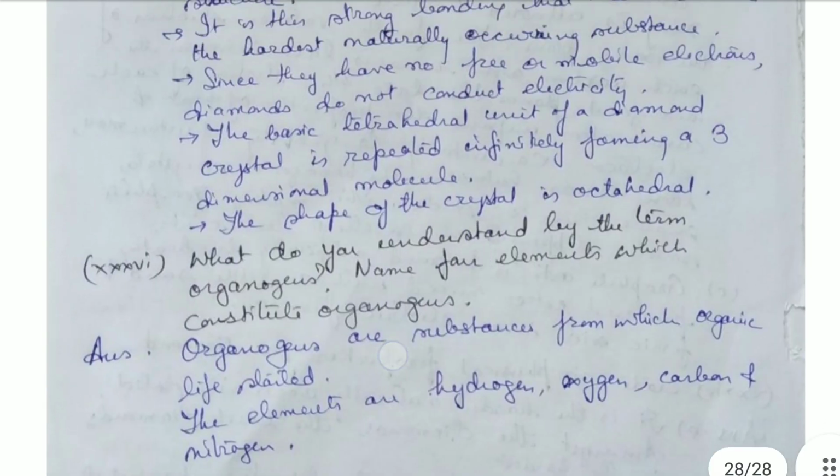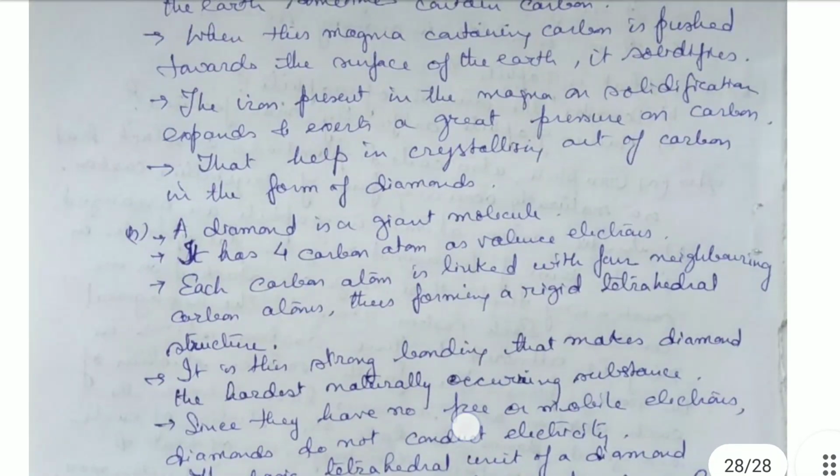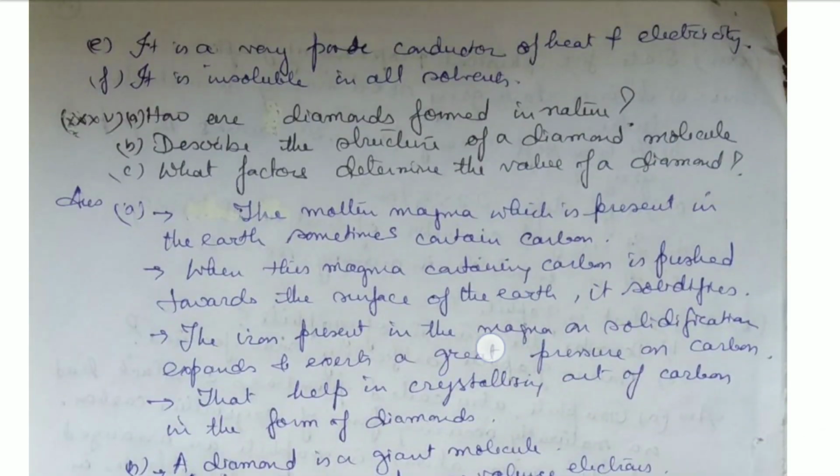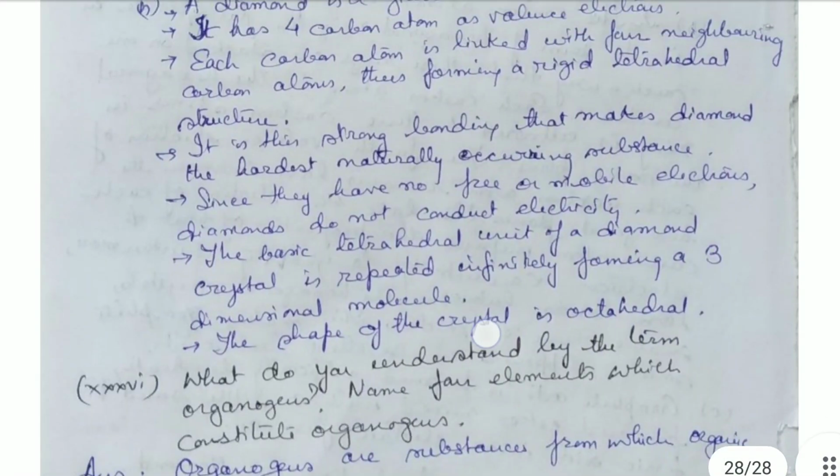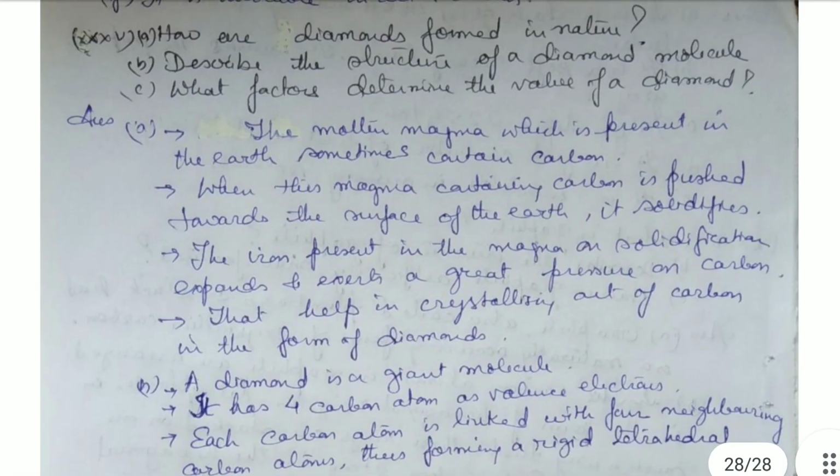Next, what factors determine the value of the diamond? I had missed this question. The factors which determine the value of the diamond are the transparency, the color, the cut, and clearness. That is, how clear the diamond is, and how transparent it is. And how is the cutting done?